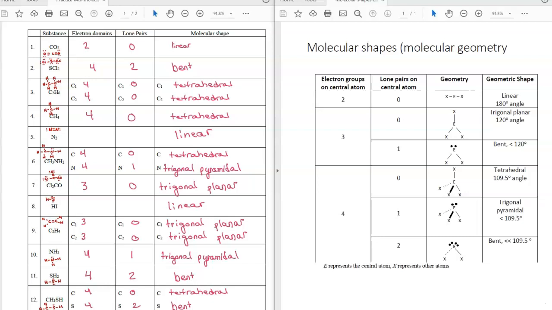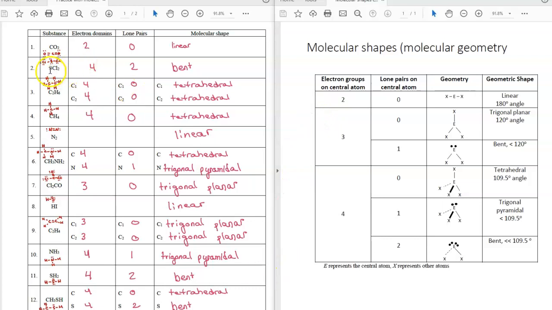Before you can complete this assignment, you need to make sure that you have correct Lewis structures for the molecules. I wrote them here so I don't have to go back and forth, but they're the same molecules as the Practice with Lewis Structures assignment. Carbon dioxide has 2 electron domains, so following the chart, it is linear.